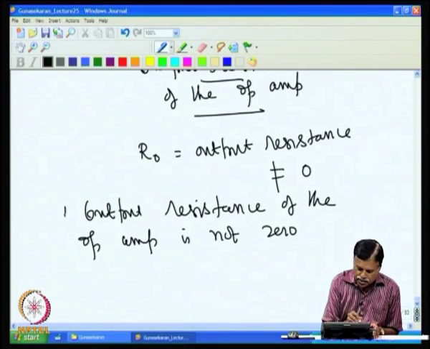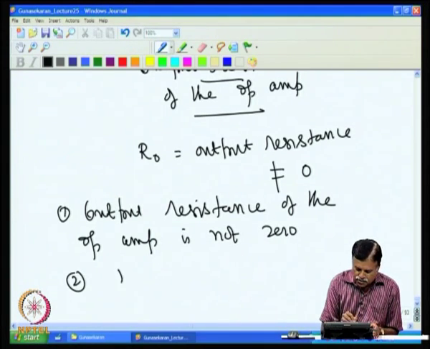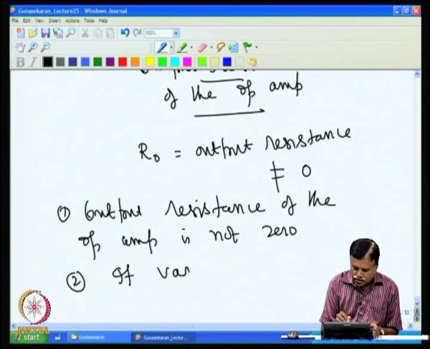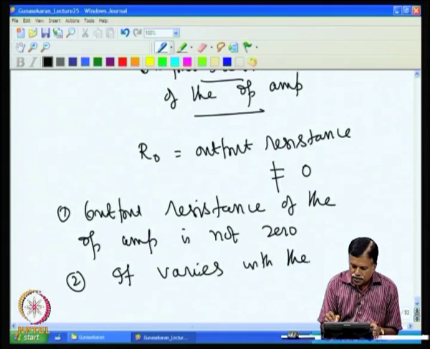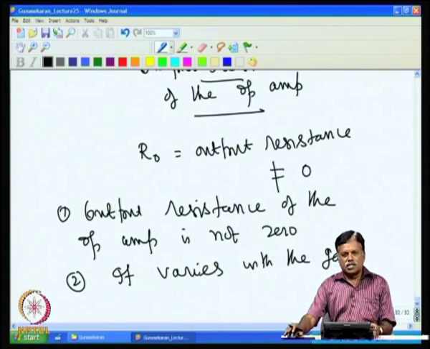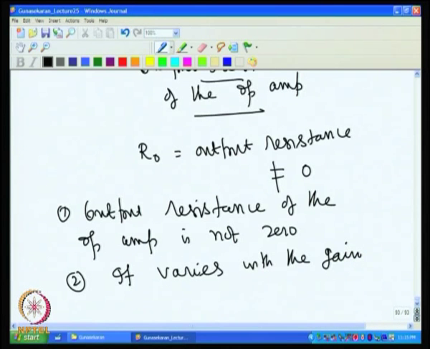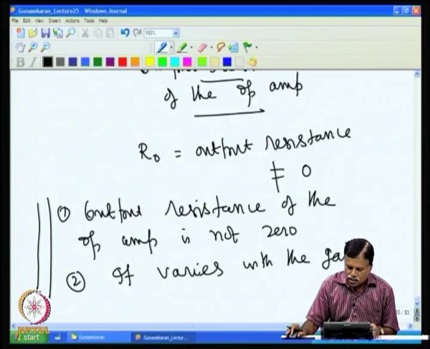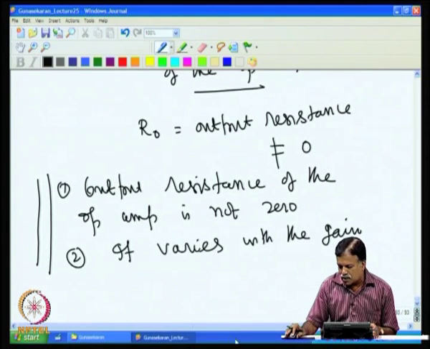The second point is that it varies with the gain. Even for a given op amp the output resistance is not 0, and it is also not constant; it varies with the gain. This must be understood clearly, and the changes that come because of it must be applied carefully.